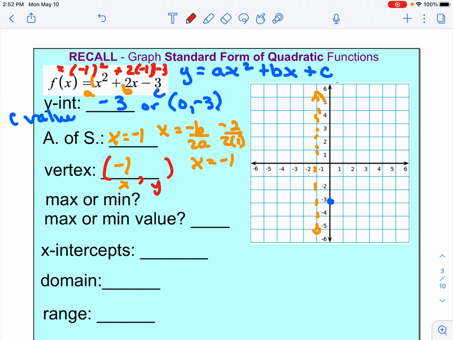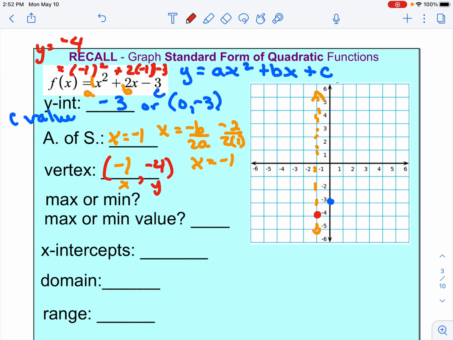And that would give me 1 plus -2, which is going to give me -1, minus 3 more, which gives me -4. So again, I plugged in that value, and so my y value is -4. So I get (-1, -4), there is my vertex.